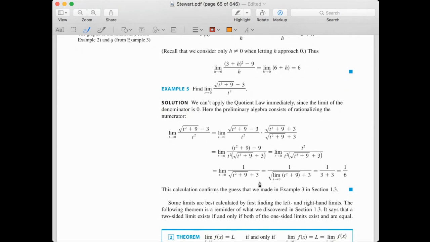We don't have to do this step. This step, taking the limit and putting the limit inside, is kind of confusing. We don't really have to do that. We can leave the limit outside, plug in 0, and have the limit of 1 over 6. The limit of a number is just that number. So this one equals 1 over 6.